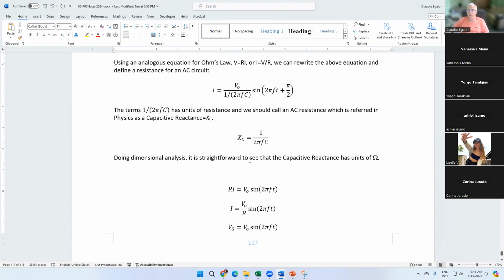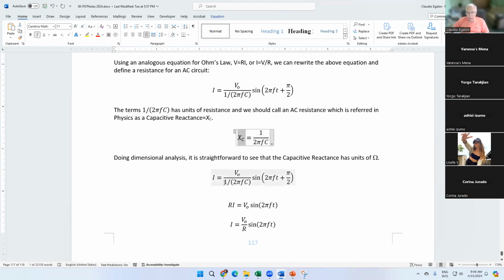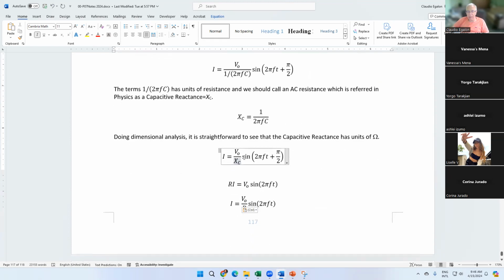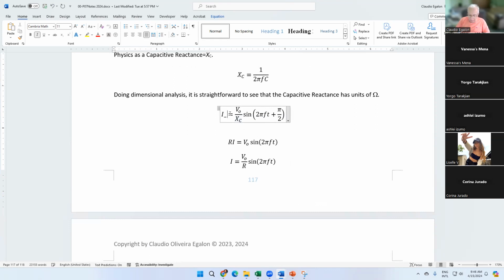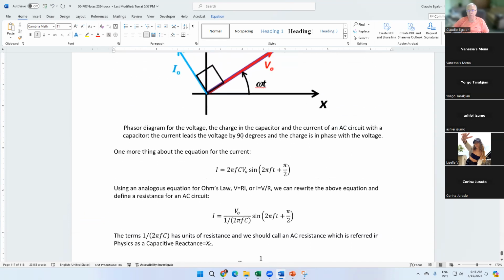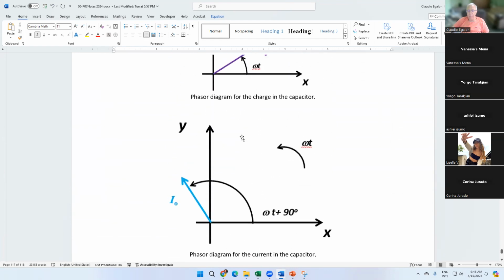I use units of ohms, okay? So I'm going to write that in terms of the capacitive reactance. This guy here is written as something like that. And now let's put that side by side. I'm going to put I sub C here to remind you that's the current through an AC circuit that has a capacitor in there.